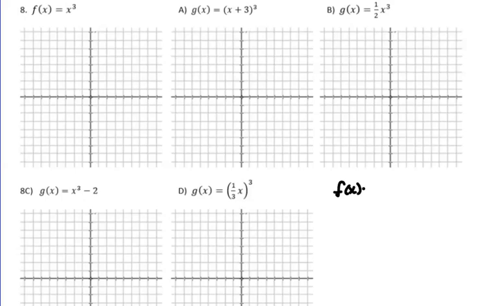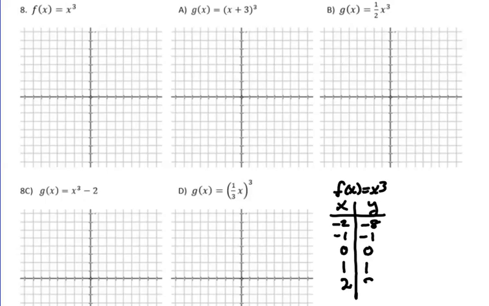So f of x equals x cubed. So I'm going to just do x and y. With some functions, 3 key points are enough, but with a graph that has a curve and has both positive and negative values possible, I would suggest 5 values. I'm going to do -2, -1, 0, 1, and 2. So -2 cubed is -8, -1 cubed is -1, 0 cubed is 0, 1 cubed is 1, and 2 cubed is 8. So I'm going to use those 5 as my key points.